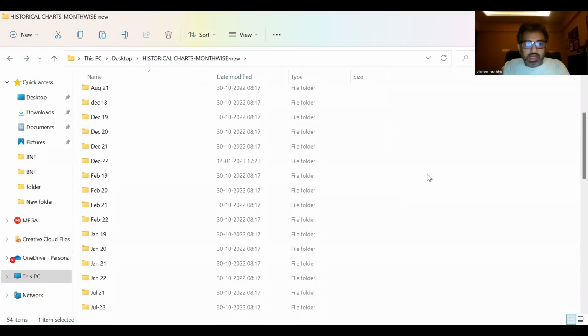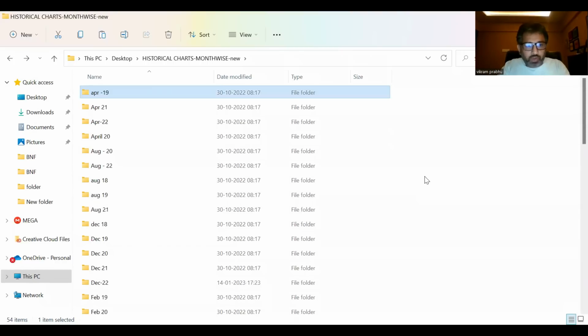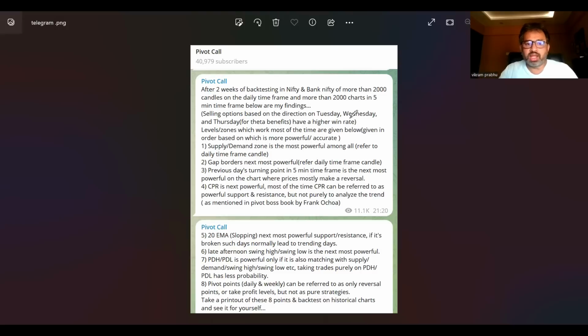And these are the historical charts which I said I share with my webinar students if they request for it. So this is the screenshot I have taken from my Telegram channel, where I have posted these 8 points I have observed after doing backtesting with Nifty Bank Nifty.